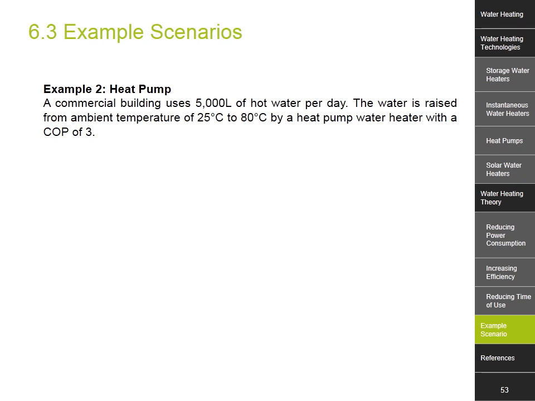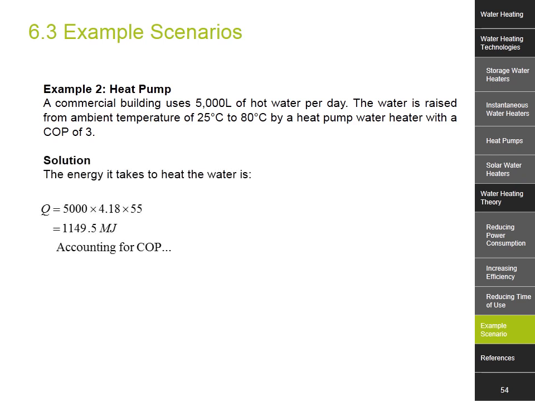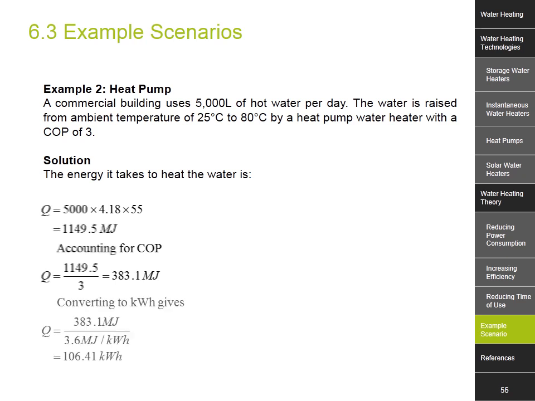Example scenario 2. Using the same example, consider the implications if the unit has a coefficient of performance of 3. Using the same calculation as the previous question, we know that Q is equal to 1149.5 megajoules. Now to account for the COP, we divide the total energy by the COP, which gives us 383.1 megajoules. And converting back to kilowatt hours gives us 106.41 kilowatt hours.